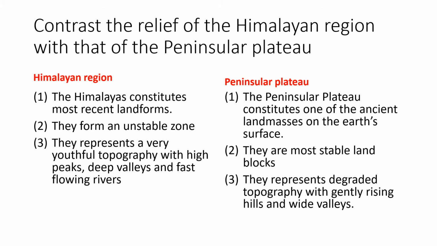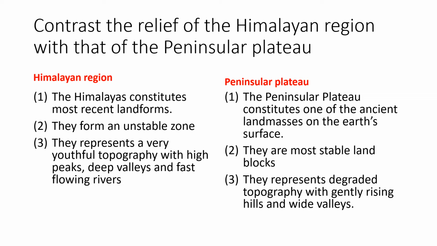And the second part of this question is contrast the relief of the Himalayan region with that of the peninsular plateau. So Himalayan region, the Himalayas constitute the most recent landforms. They are younger in age, while the peninsular plateau constitutes one of the ancient landmasses on the Earth's surface. So they are older in age. Second point is they form an unstable zone, while the peninsular plateau, they are the most stable land blocks.